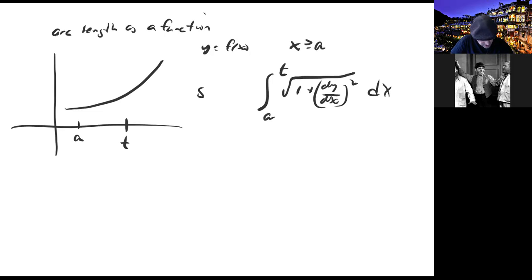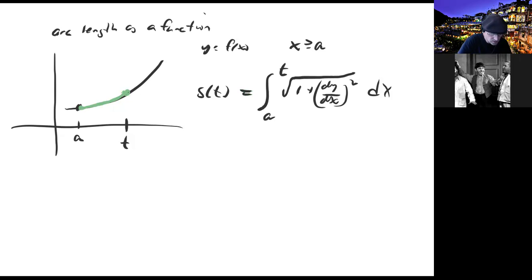So let's call that function s of t. What is this function doing? Well, from a to t, you're taking the length of the curve between a and t. It looks like this. You're taking the length from a to t. And as t increases, the length gets bigger. So this function is increasing, in fact.